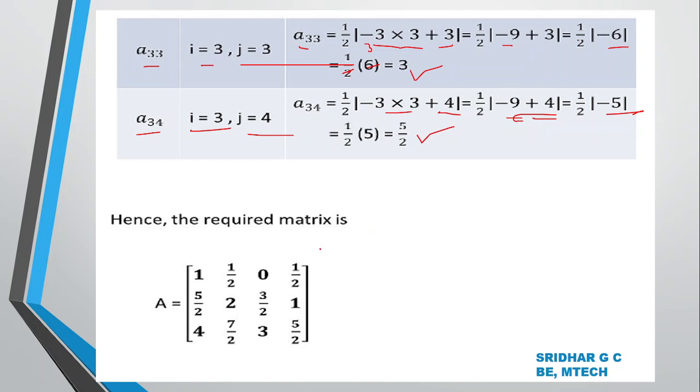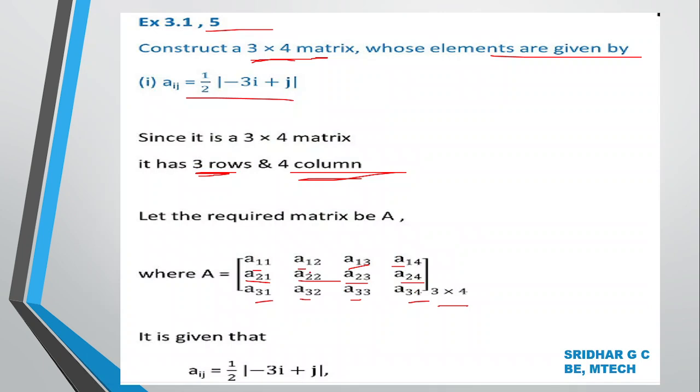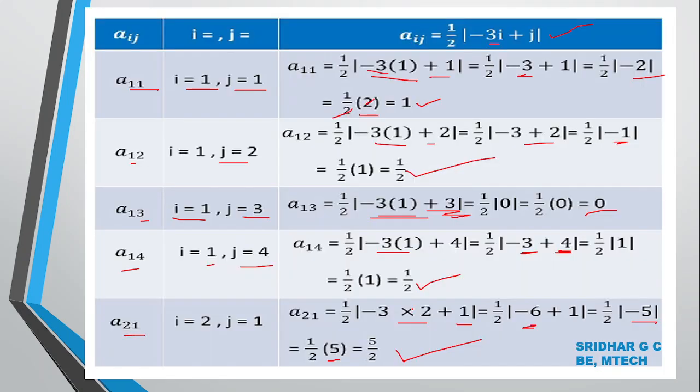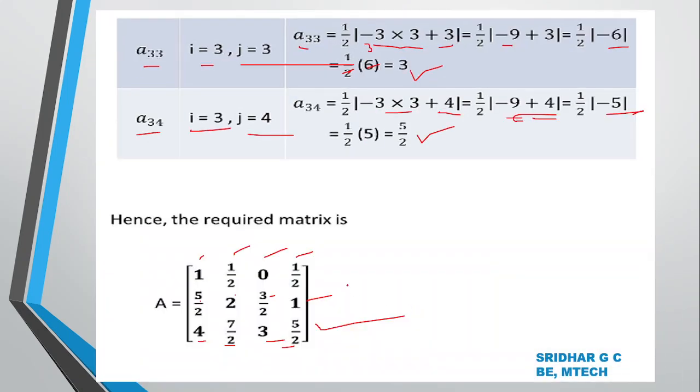So for the required matrix, you should substitute all the elements here. A11, A12, A13, A14. Next A21, A22, A23, A24. Next A31, A32, A33, A34. You should write the matrix. Okay, after solving this one, here is the equation they have given. So after solving all these elements, you should write the matrix at the end. Okay, this is the way to solve this one.